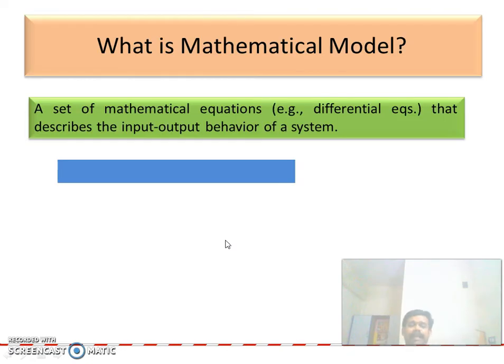A mathematical model is a set of mathematical differential equations that describe the input output behavior of a system. What is a mathematical model? A mathematical model is a set of differential equations. It describes the input output behavior of a system.